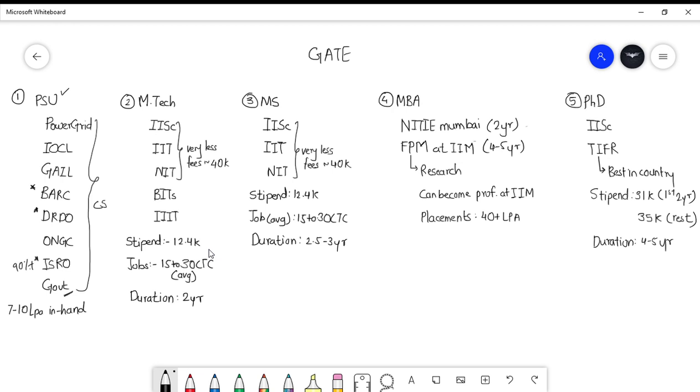Okay, now talking about the packages. Here the figure I have written is 7 to 10 LPA. It's, as of now, what you will get paid as a beginner. Now this 7 to 10 LPA will be your proper in-hand.